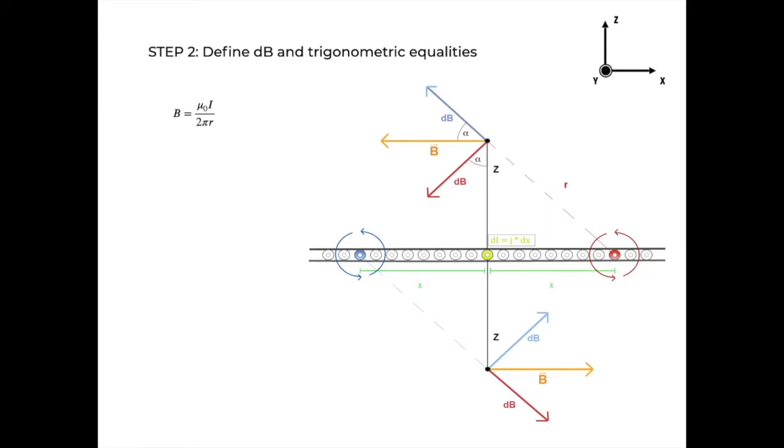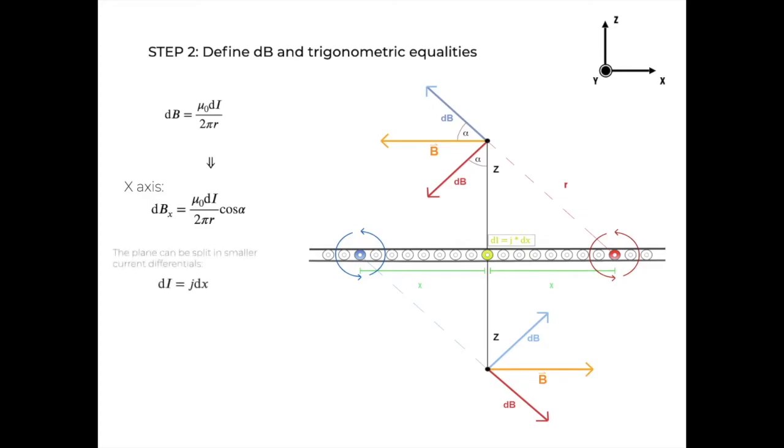Therefore, the z component of the field cancels out, and the only existing field will be in the direction of the x-axis. Now, focusing only on the blue dB and using the Biot-Savart formula for an infinite wire, we have that dB equals the magnetic permeability times dI over 2 pi r. Because of symmetry, we see that we are only interested in the x component of the field, and so we multiply the formula by the cosine of alpha.